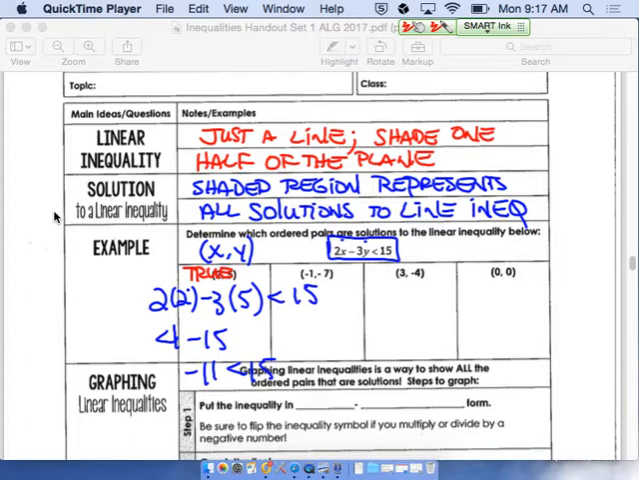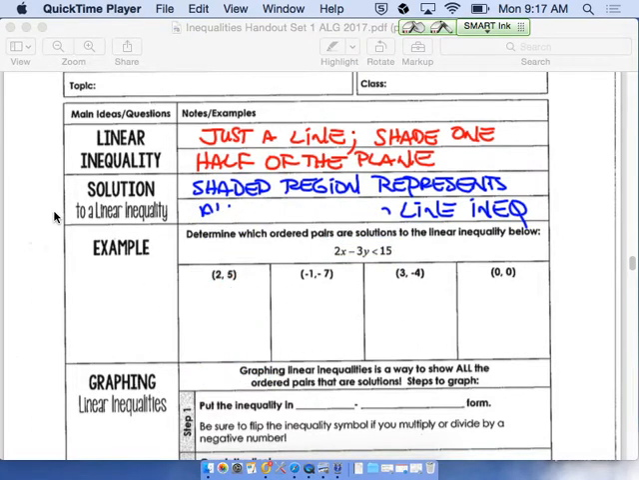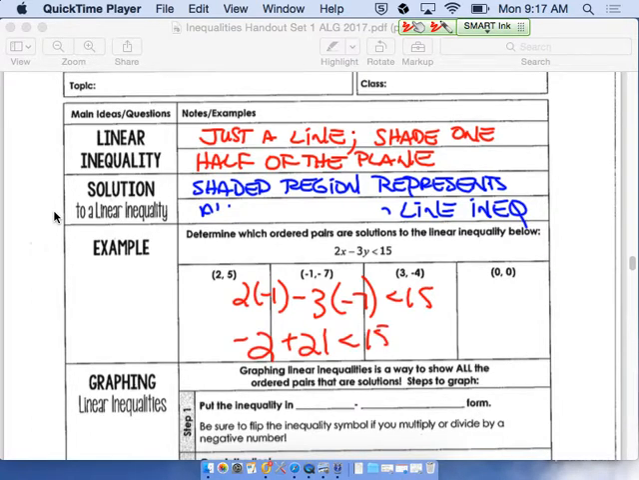Let's test the next point, negative 1, negative 7. Testing negative 1, negative 7, I have 2 times negative 1 minus 3 times negative 7, asking if that is less than 15. So that means I'm going to have negative 2 plus 21, less than 15. 19 is not less than 15, so this is false. This is no. That ordered pair is not a solution. And I will let you do the next two on your own.